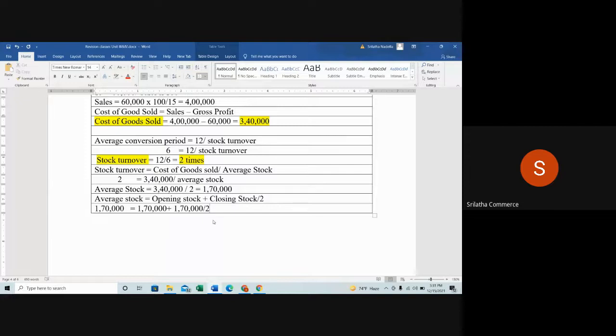When opening stock is X, your closing stock is also X. If your opening stock is 1,70,000, your closing stock is also 1,70,000. So 1,70,000 plus 1,70,000 is 3,40,000, divided by 2. Are you getting 1,70,000? Yes, ma'am. Got it? What he mentioned in the problem is that closing stock is equal to opening stock, the same. Now in our problem, he's asking us to calculate the closing stock. So closing stock is equal to 1,70,000. Anyone having any doubt? Any doubt in this?